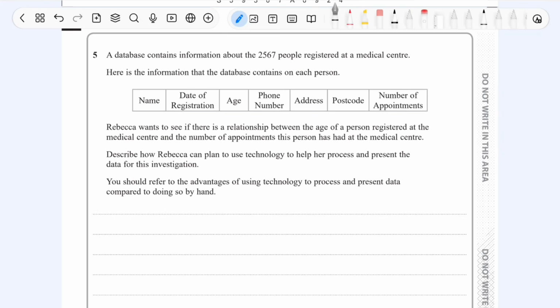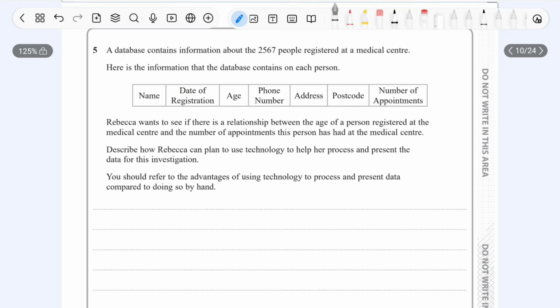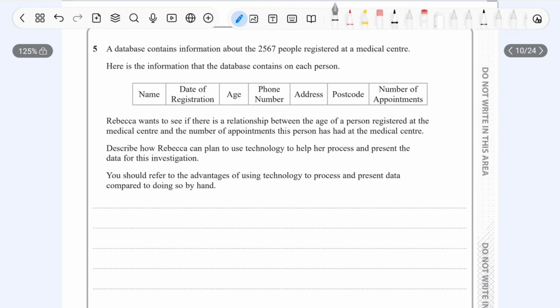This question is quite a big one, and my only advice here is to keep practicing these types because honestly, this is the only way you can get better at it. So a database contains information about the 2,567 people registered at the medical center. Here is the information that the database contains on each person: the name, date of registration, etc., etc. Now you should notice that they've given this for a reason. It's just not random information to throw you off. They've given it for a specific reason.